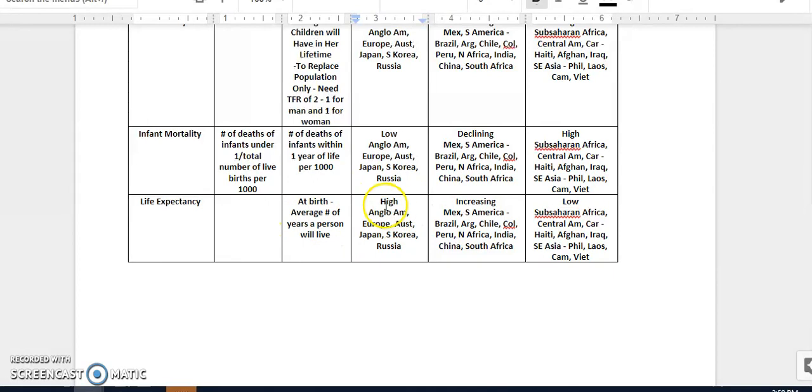Life expectancy is high in the MDC stage 4 countries. That's because of access to wealth, education, and proper medical care, and because most of the people aren't performing dangerous jobs. We have medicines for widespread diseases. It is increasing in DCs as they get more access to wealth, education, high-paying jobs, and medical care.